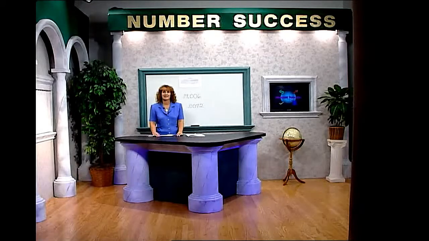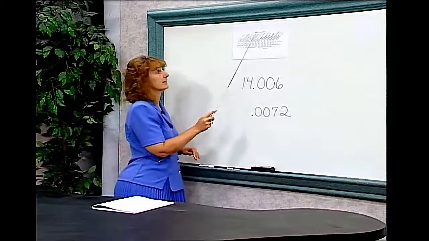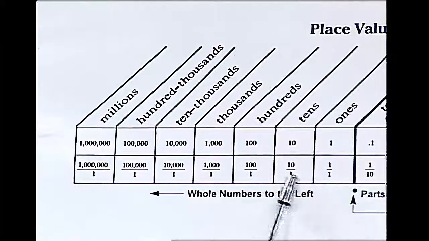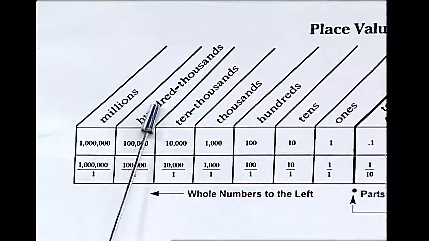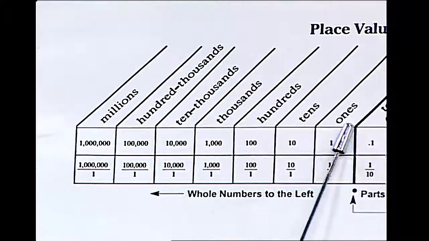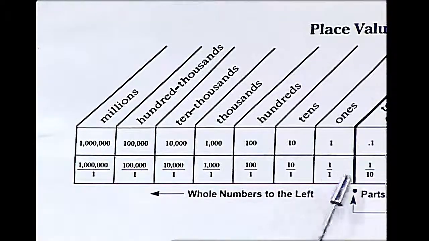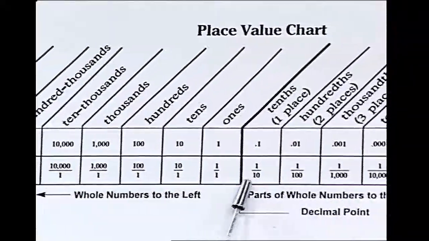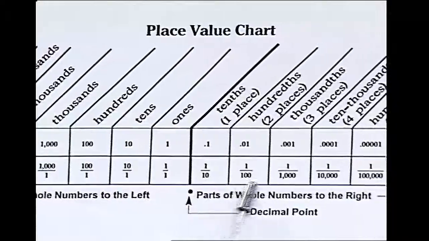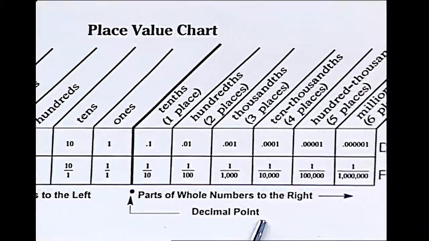Reading decimals. Let's look at a place value chart. The numbers to the left of the decimal point we have already covered: ones, tens, hundreds, thousands, 10,000s, 100,000s, millions. All your whole numbers are to the left of the decimal point. The decimal point is here, and now parts of whole numbers, or the decimal part of the number, is to the right of the decimal point.